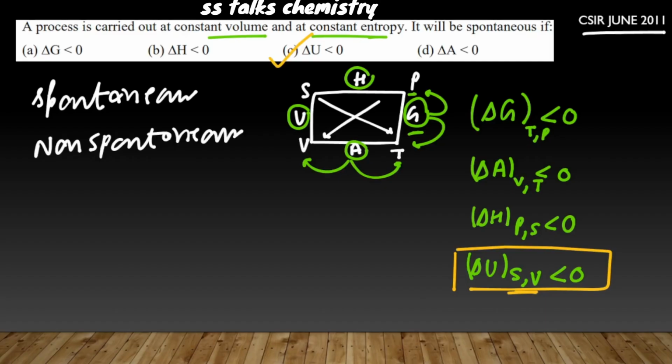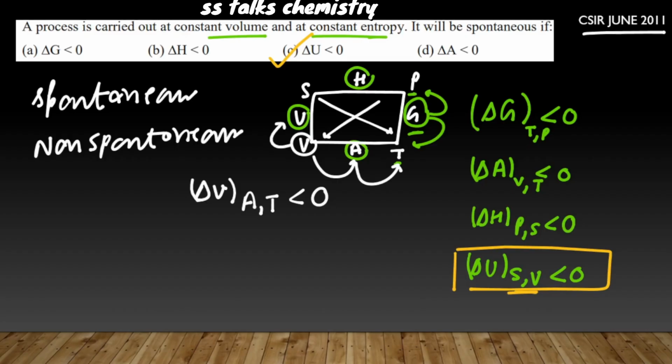But in terms of these variables also you can write this. Suppose the volume term I'm taking, so here we will say that delta V, now go on the sides, you have the Helmholtz free energy and the temperature, so A and T, this should be less than 0. And similarly on the other opposite side, it has the internal energy and the entropy. So delta V at constant U and S is less than 0. This is how we write it.